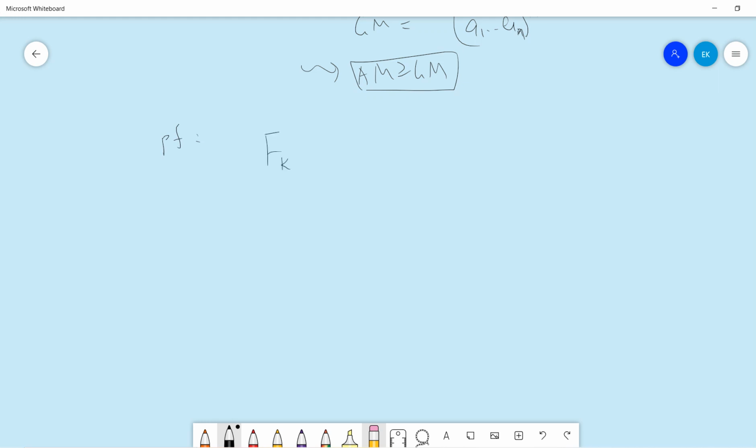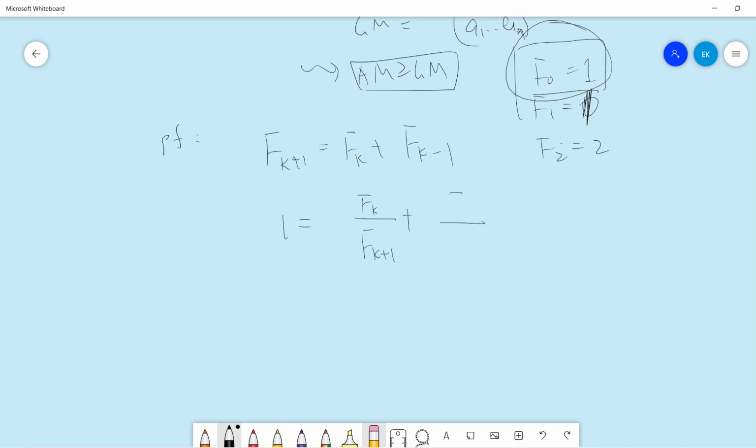I can write f(k+1) to be f(k) plus f(k-1). Since we have f1 is 1 and f2 is 2, I can define f0 to be 1. This is crucial, because it means these two sum to this. It is just the reasonable choice. Okay, and I divide by f(k+1). So I can check k from 1 up to n.